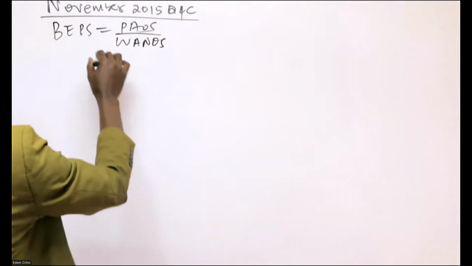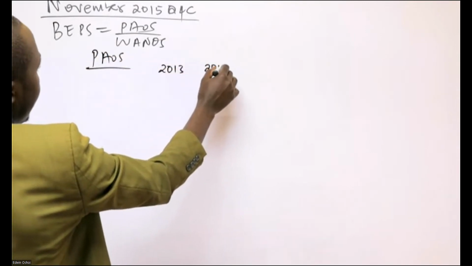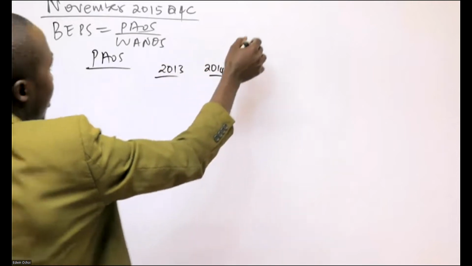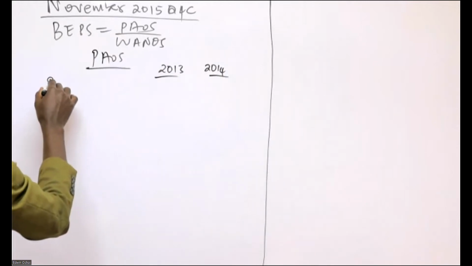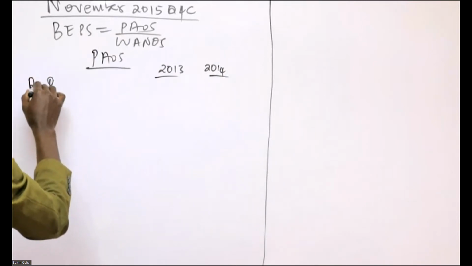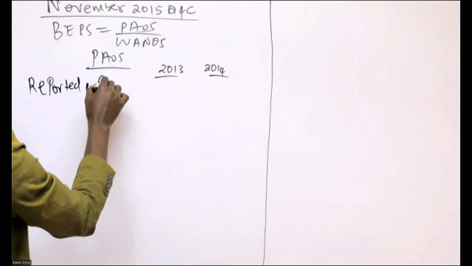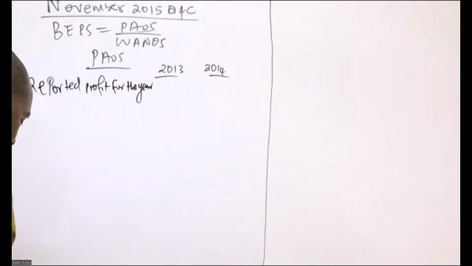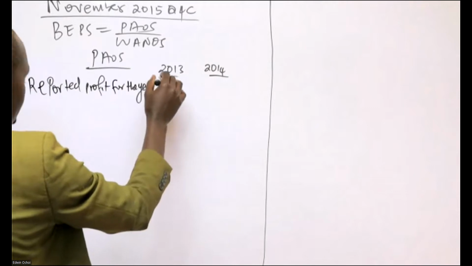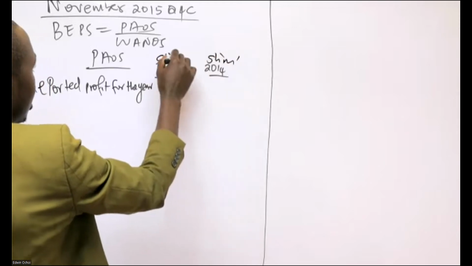So we have 2013 and we have 2014. Let's start from the profits. Here you start from the reported profit for the year. According to note 7, the company made a net profit after tax. Remember that this will be in shillings in millions.